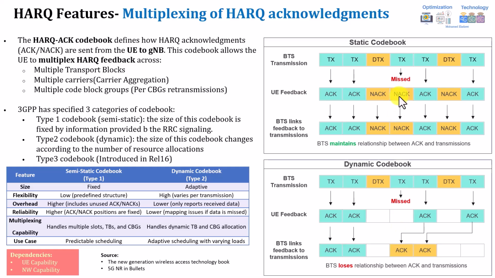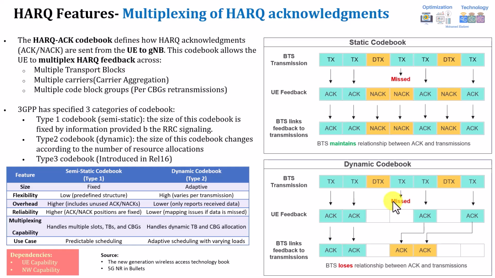And this is actually the gain of the static codebook, that because it's sending ACK or NACK for each and every single transmission, or even non-transmission, it's very easy for the BTS to align the feedback. However, this one, yes, it's saving resources on uplink, but this kind of missing feedback might cause this kind of conflict on the BTS side. It can lose the relationship between the transmission and acknowledgement, as happened in this scenario. However, there is a solution for that, which is called DAI.